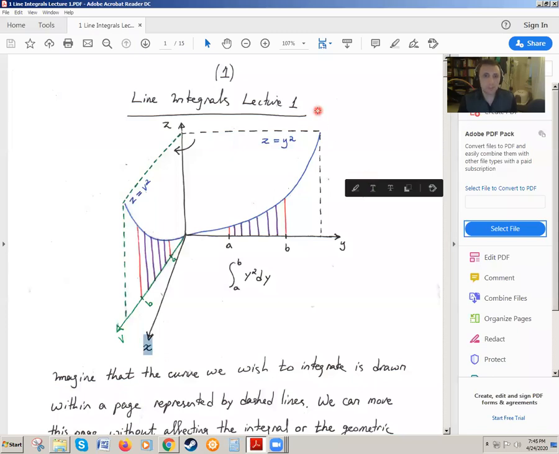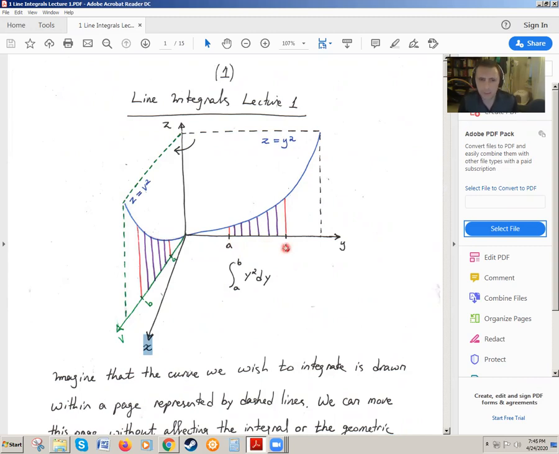So here is the awaited lecture on line integrals. First, what you should remember is that integrals in Calc 1 were just done in a plane. So you had a straight axis, and on this axis you had a curve. Let's say the curve was z equal to y squared, and then you integrated from a to b.